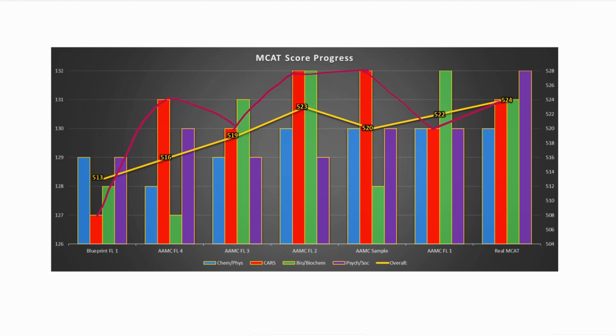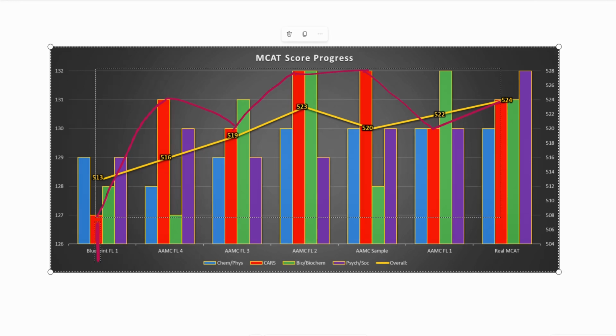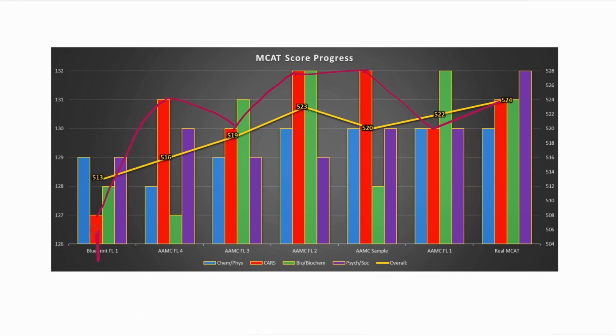And so I also didn't study CARS in the last several weeks. And this score, I gotta admit, scared me a little bit. This random drop, but this was not an AAMC test. This was a Blueprint test.